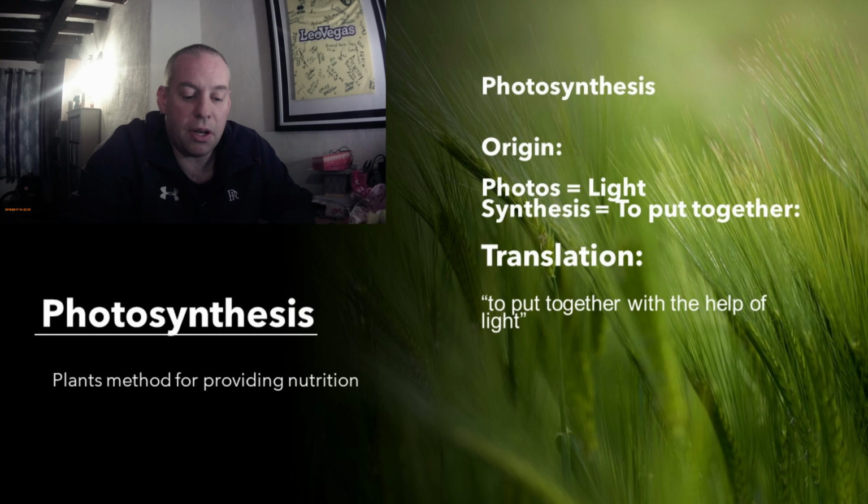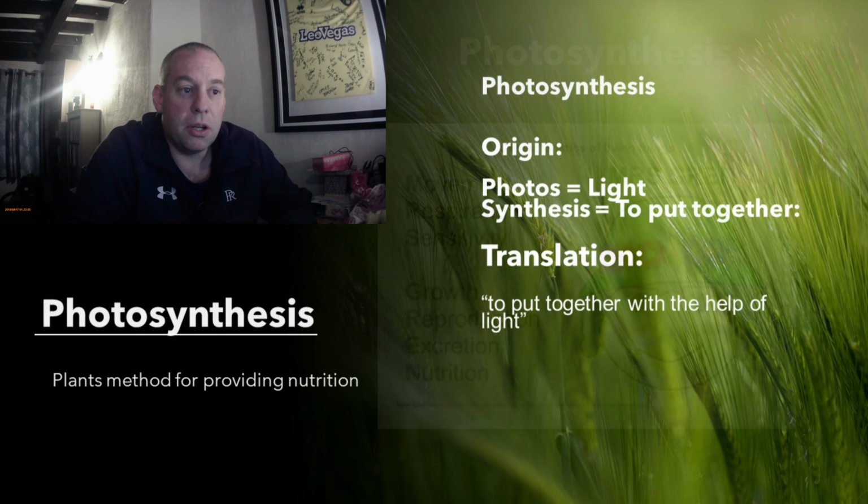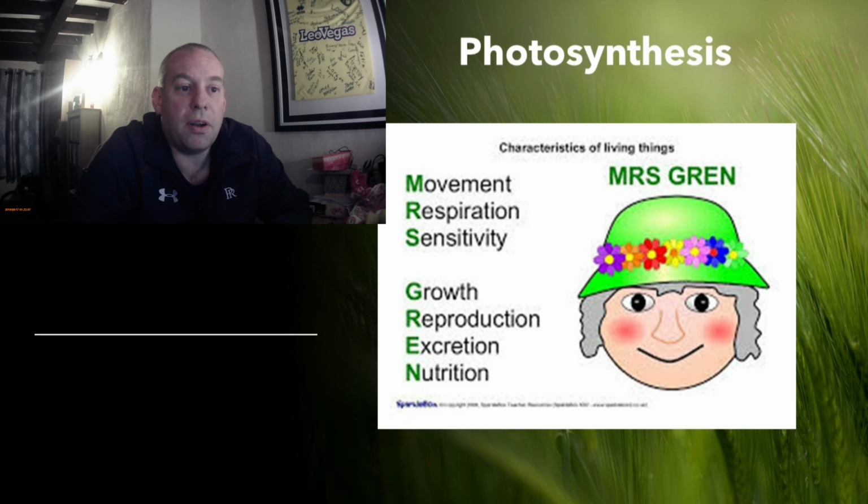So what we're going to do is go through the process of photosynthesis, look at what's needed, look at the equation, look at where it happens, and add some other facts and figures as we go along. To start with, what you've got to understand about plants is that plants are living organisms.